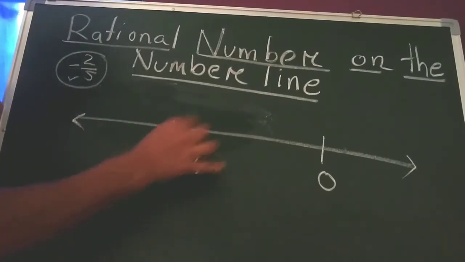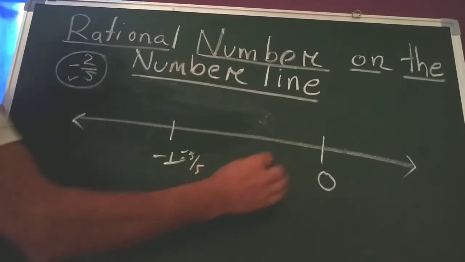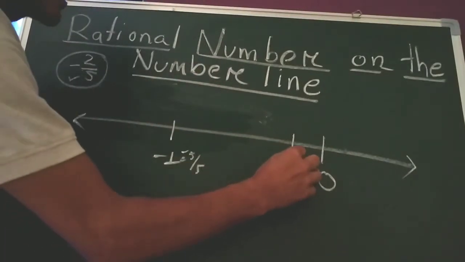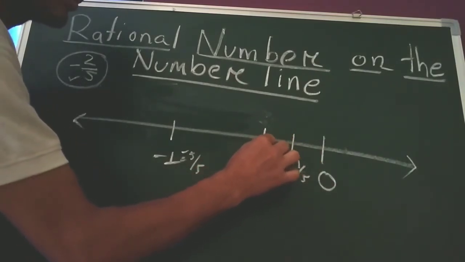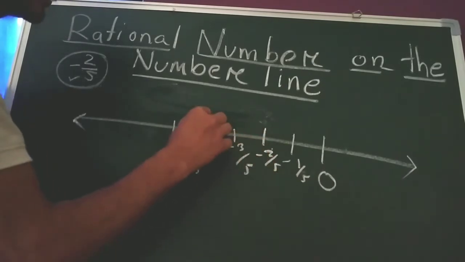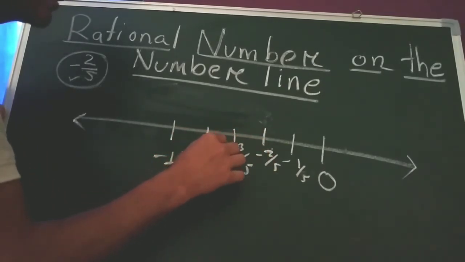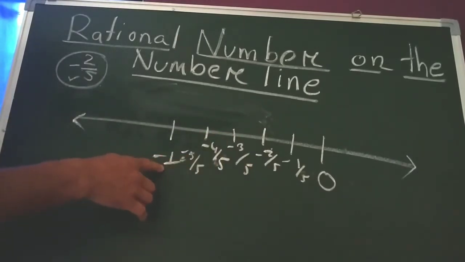So it is minus 1, and your answer will be minus 5 by 5. Let's see. It is minus 1 by 5, minus 2 by 5, minus 3 by 5, minus 4 by 5. And the last part is minus 5 by 5, which is equal to minus 1.